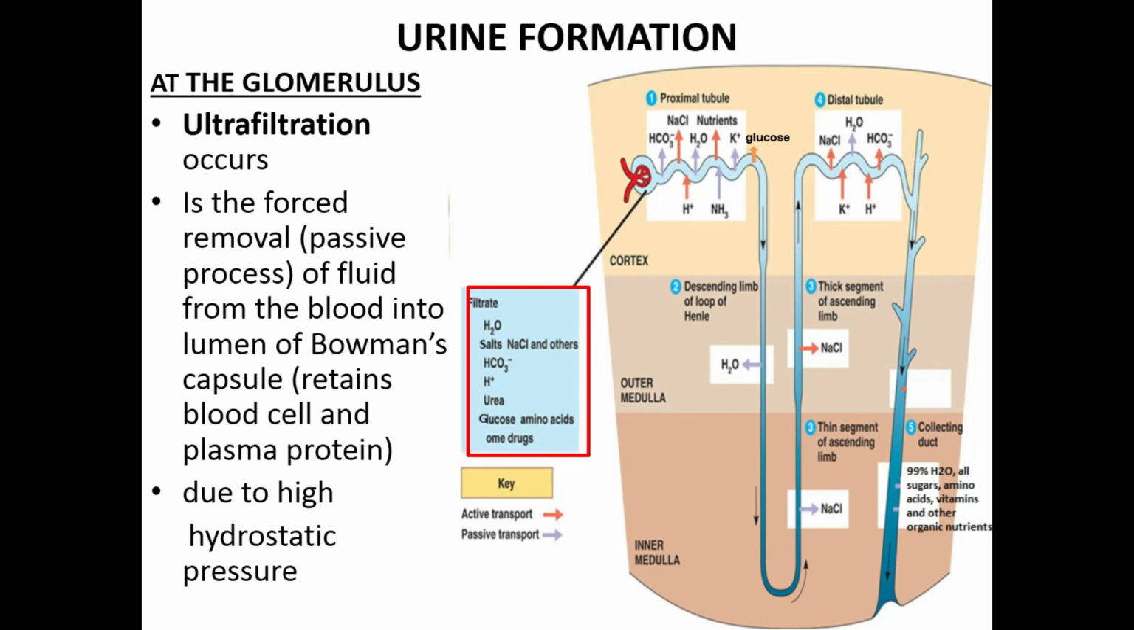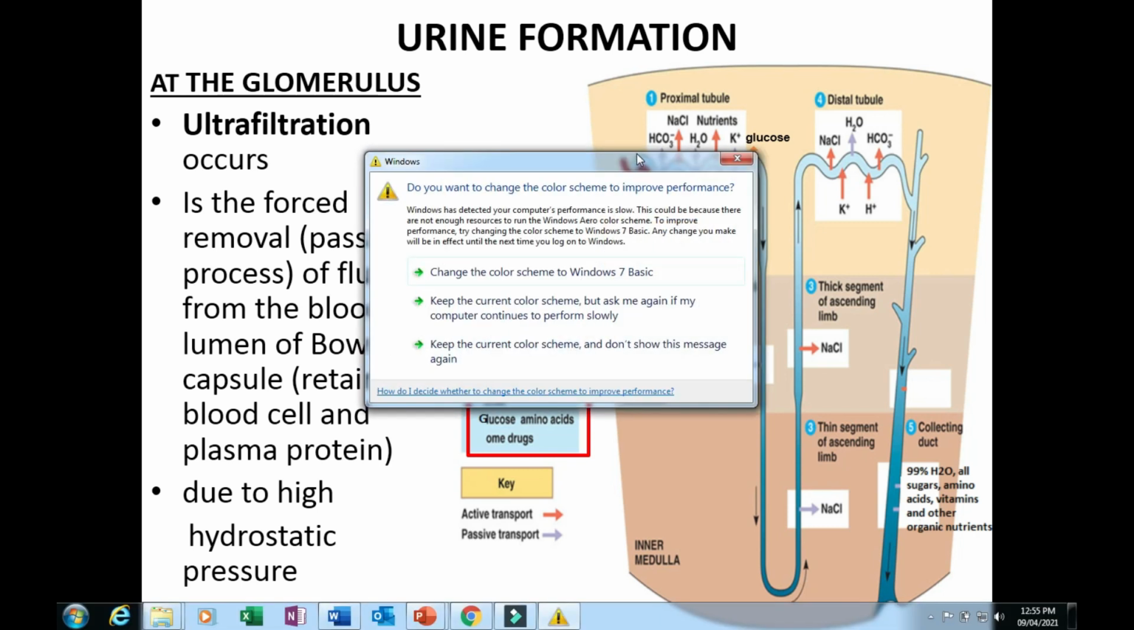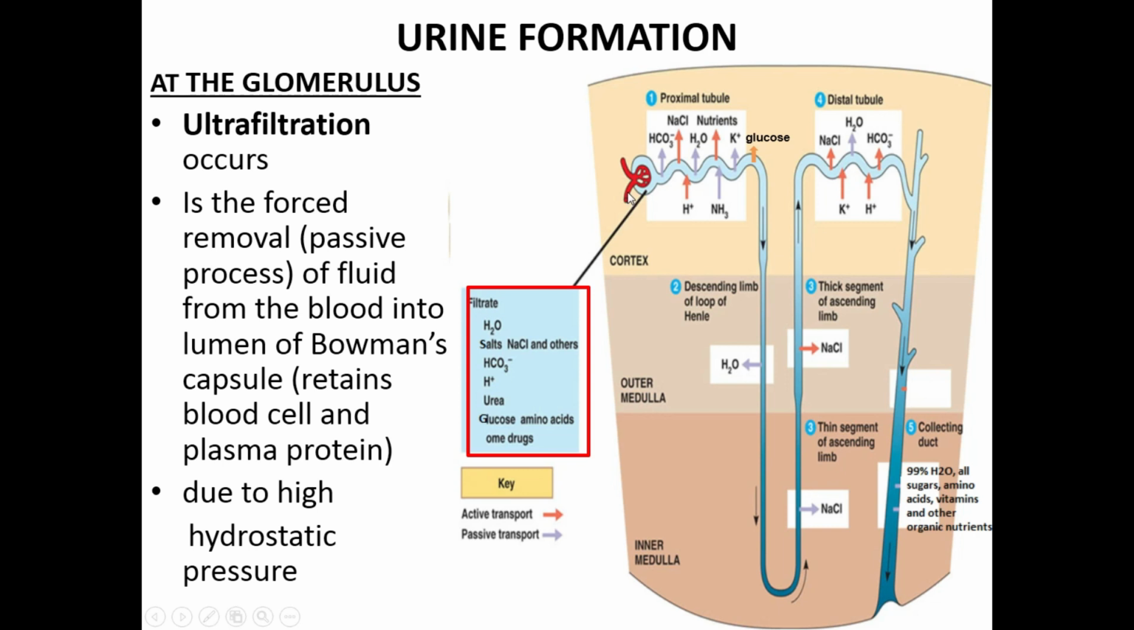Okay, why does it form high hydrostatic pressure? Because the diameter of the efferent arteriole is narrow compared to the afferent arteriole. That's why it will form high hydrostatic pressure in the glomerulus, due to the wider afferent arteriole compared to the efferent arteriole. Maknanya, kenapa dia boleh melakukan proses ultrafiltration disebabkan diameter afferent arteriole ini lebih besar daripada efferent arteriole. Seterusnya, dia akan membentuk high hydrostatic pressure.